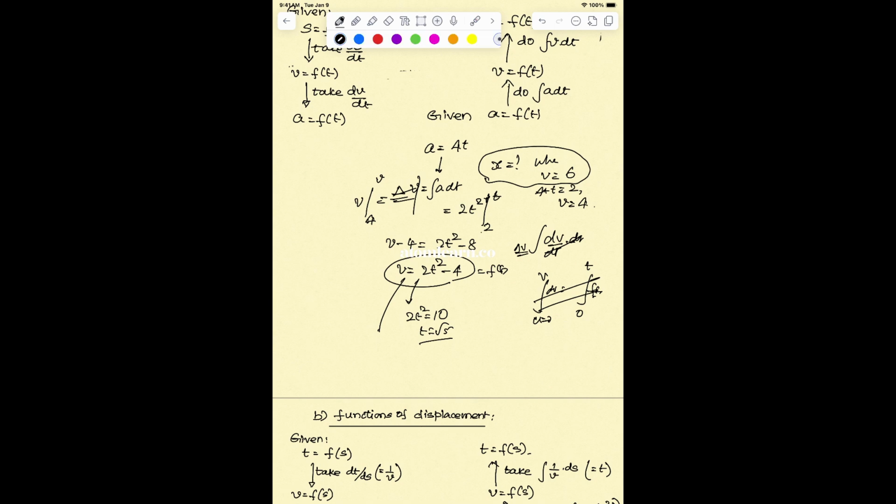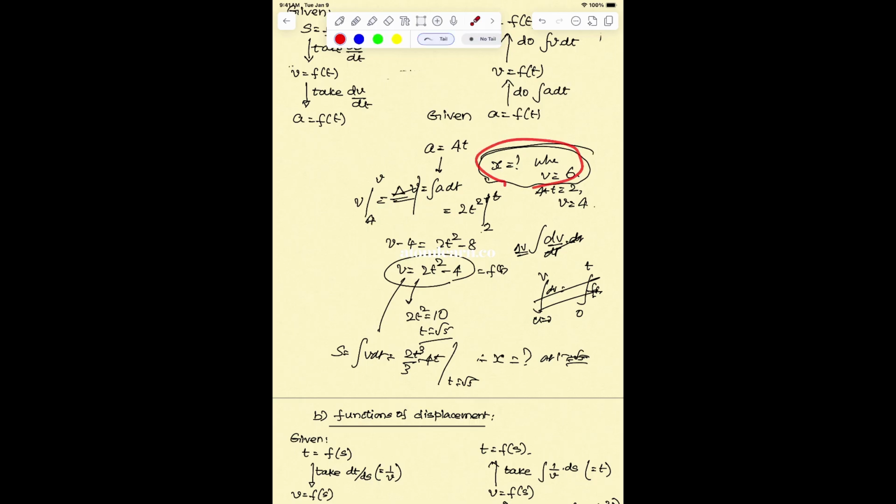So what expression do you get when you do the integration? s is equal to integral v dt, which will be equal to 2t cubed by 3 minus 4t. Now you put t equal to root 5 and you get the final answer. x is equal to how much at t equal to root 5, that is, when v equals 6. That means you are now answering this particular question.